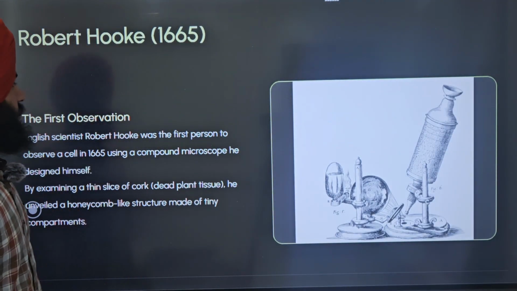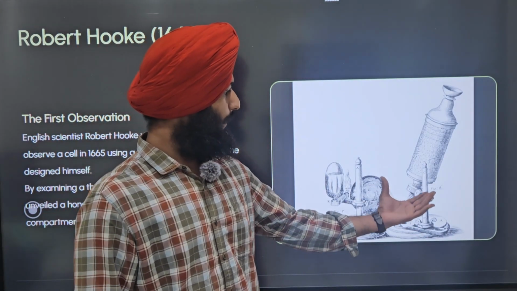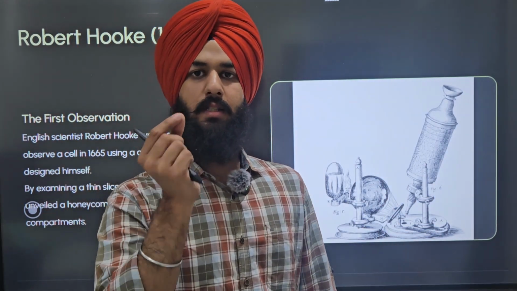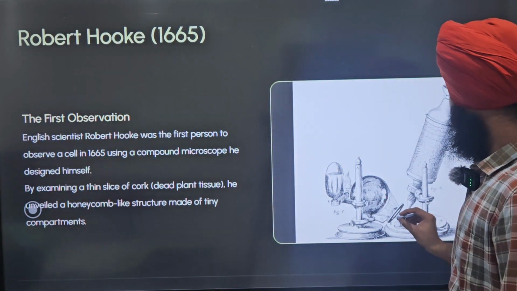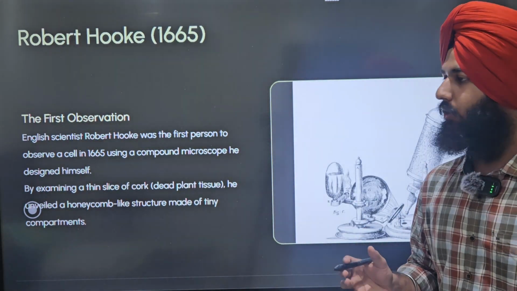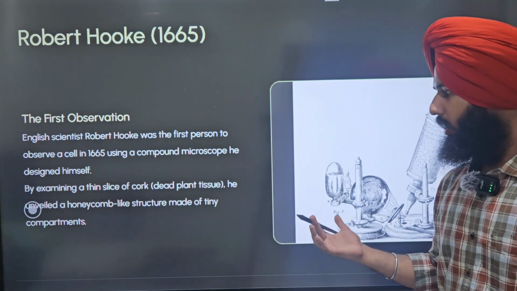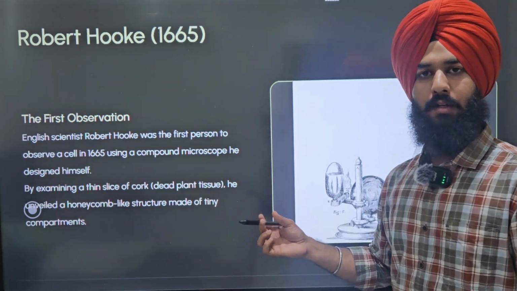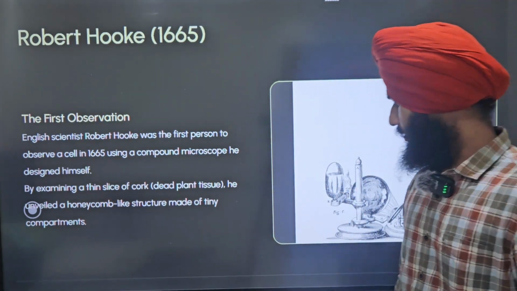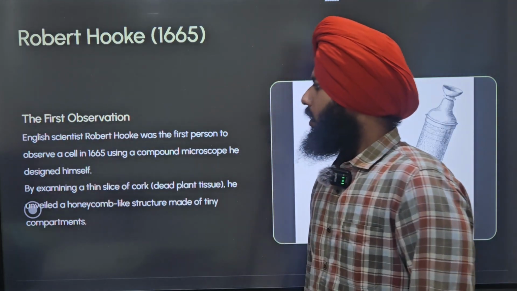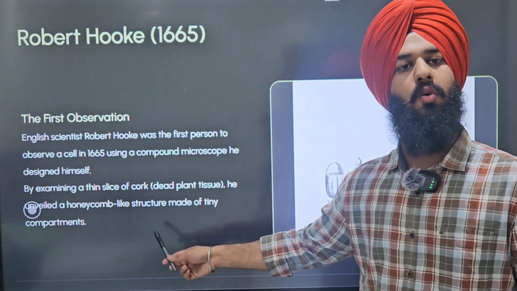So it was first observed by the English scientist Robert Hooke. He made this compound microscope and observed a slice of this cork, and because of this he observed the dead cells of a dead plant, basically, because the cork is made up of wood which comes from a dead tree or a dead plant. What he discovered in this experiment was that these cells were aligned in a honeycomb like structure.